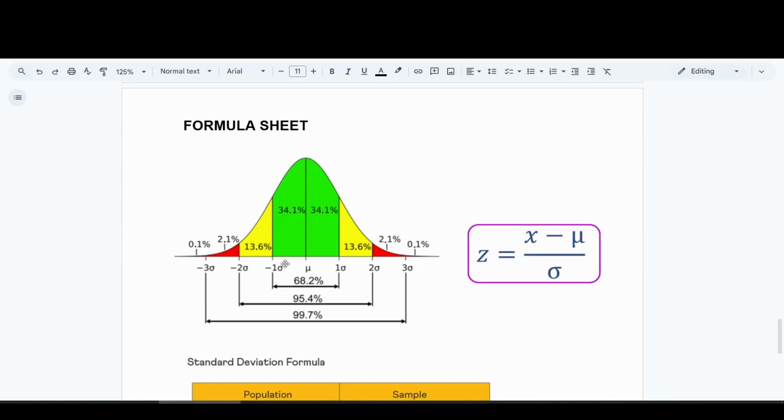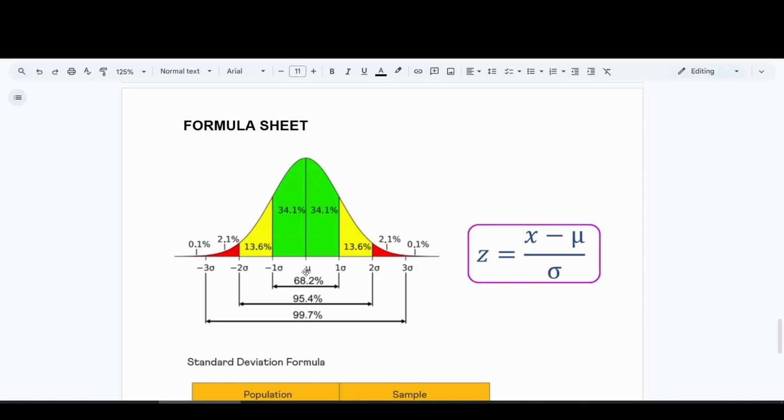This contains most of the data, about 68% of the data. If I go out two standard deviations, this is about 95% of the data. And if I go out three standard deviations, that's almost all the data, about 99%. Going out further than that, more than three standard deviations would be an outlier. So that's why this is important to see where the data lies when the mean is at the center.